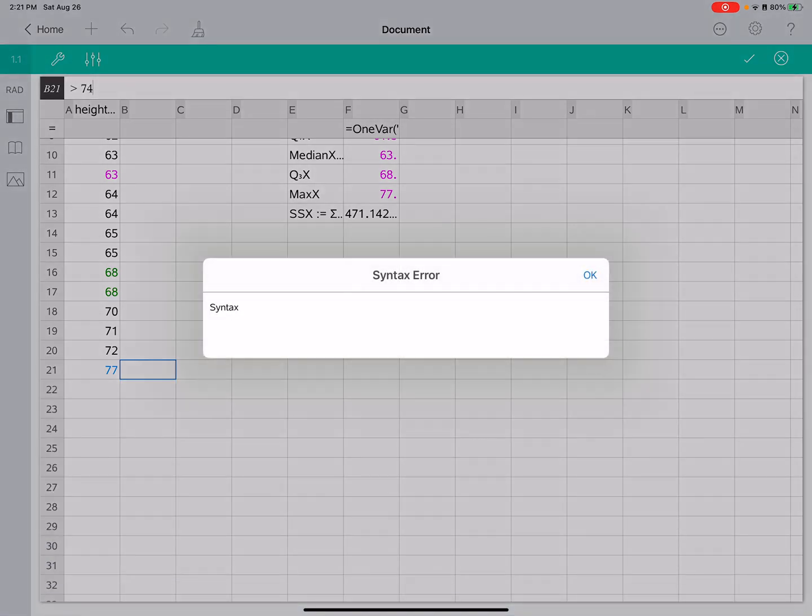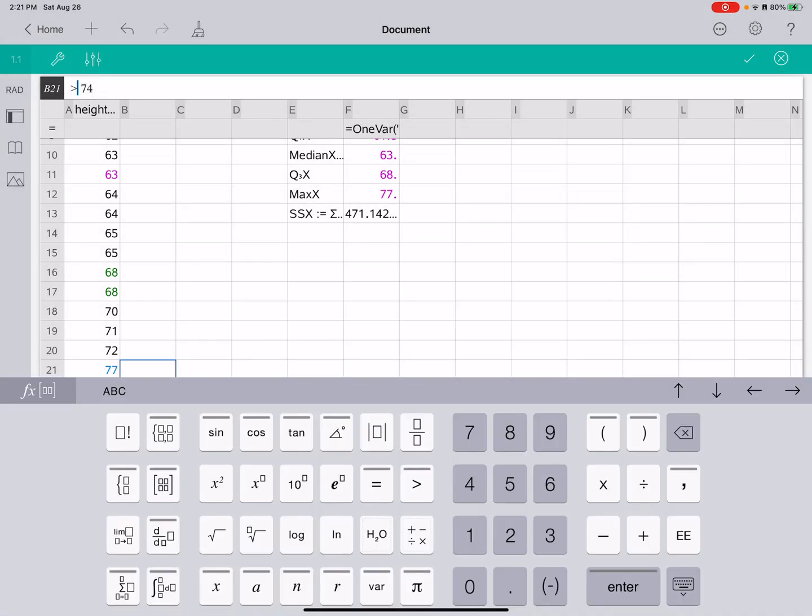And I see that 74, oh, it doesn't like me to do that. Let's see if I can trick it and put my quotations. Yeah, that's what I would need to do. So since it's above 74, I know that 74 was computed as an outlier. There we go. And therefore 77 is an outlier.